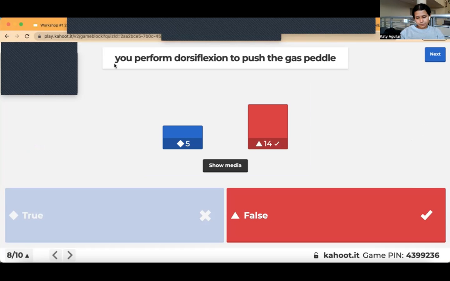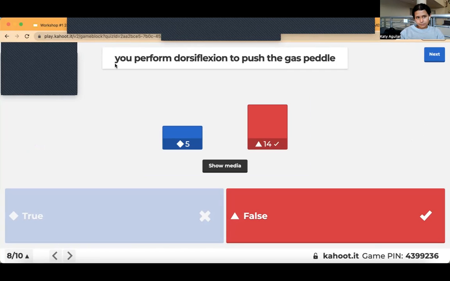I am appalled. All right, so when you push the gas pedal, that's actually going to be plantar flexion. So like I mentioned earlier, plantar, I think of plants and you step on plants. So picture your foot stepping on some plants. That's going to be your toes hitting the ground, so pushing downwards. Dorsiflexion is coming up.